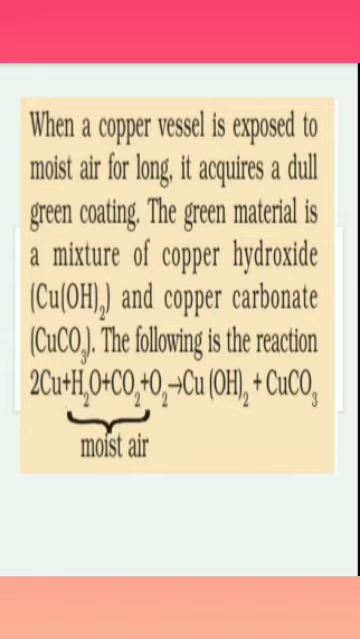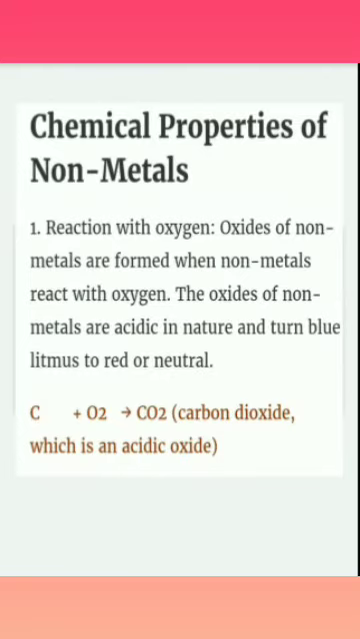2Cu plus H2O plus CO2 plus O2 gives Cu(OH)2 plus CuCO3. So copper also reacts in the moist air to form copper hydroxide and copper carbonate. Then chemical properties of nonmetals.